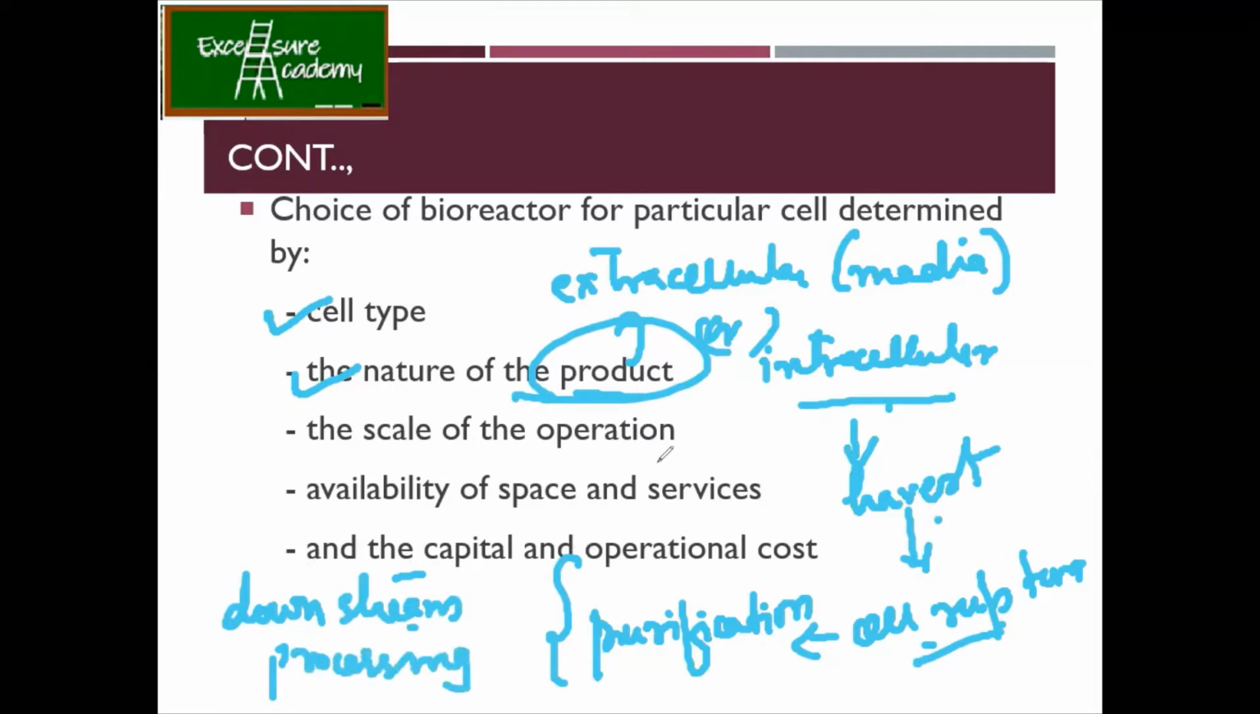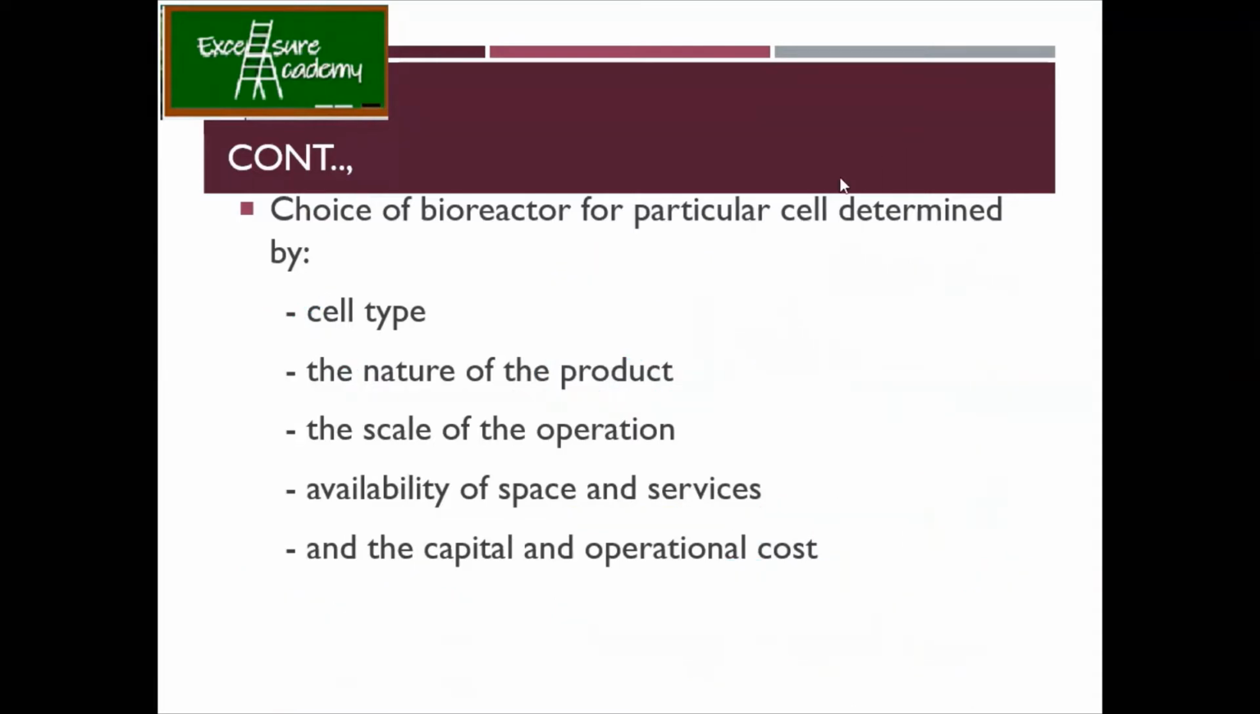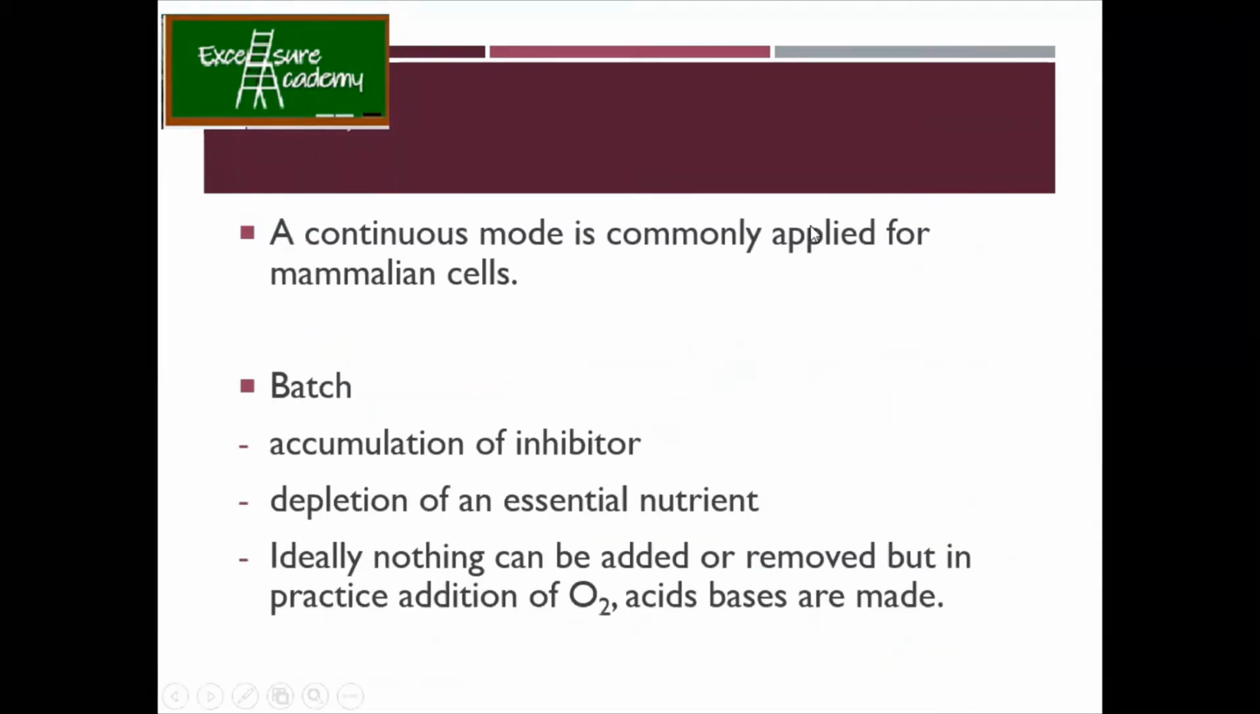Now, the scale up of the operation, availability of space and services. This is also important, whether you're able to grow such animal cells in the bioreactor or not. Then whether you have got that much amount of money or not. Now, why is money needed? In order to buy the bioreactor, the components, the media components, etc. So all these things are required before you start any mammalian cell bioreactor.